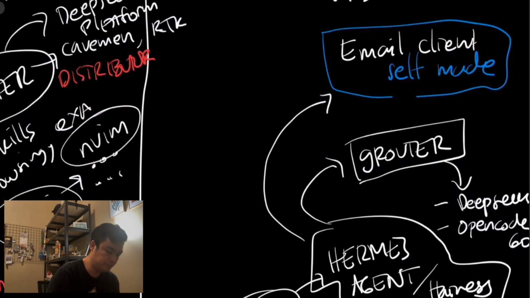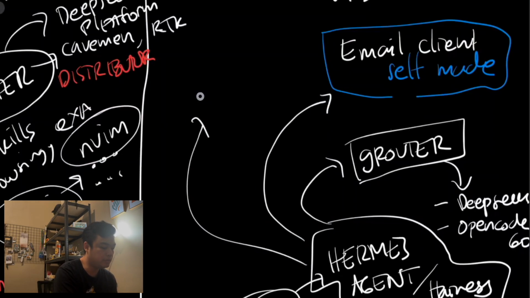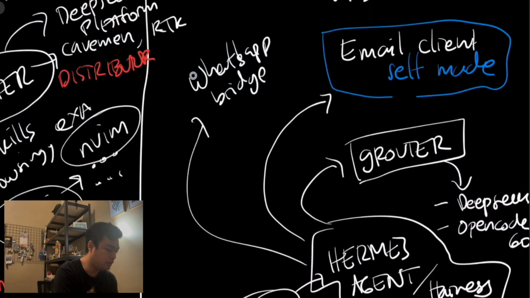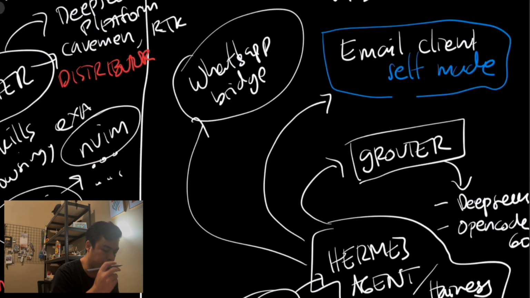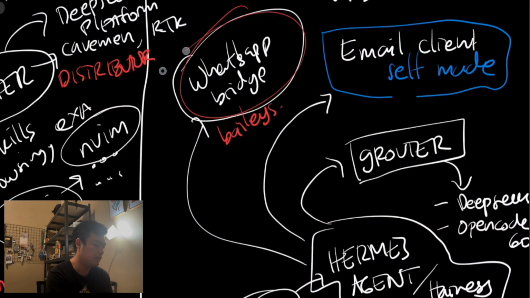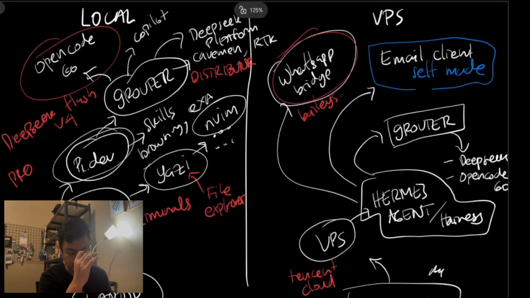Like this. And then from Hermes, it's also connected to a WhatsApp bridge. The tool name is Baileys. This one has the responsibility of taking care of my WhatsApp chat and passing it to the Hermes agent.